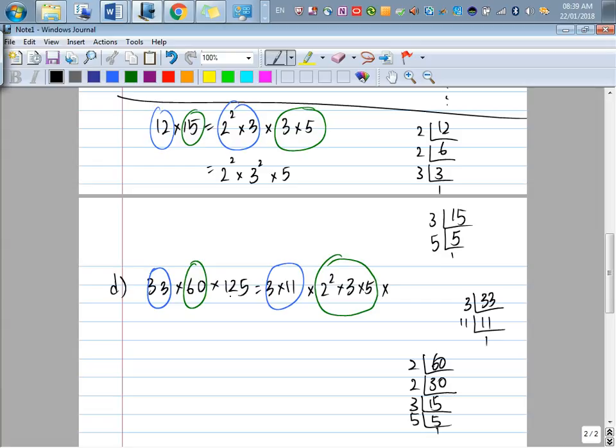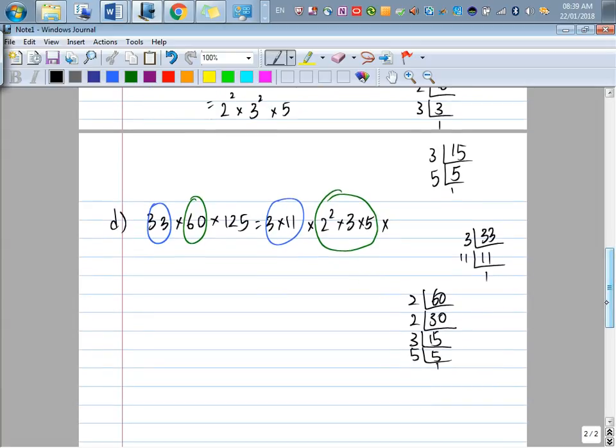And multiply by 125. 125 divided by 5, yes. I get 25, divided by 5 again, I get 5, divided by 5 again, and I get 1. So this is multiplied by 5 to the power of 3. Let me use purple color to show you that they are equivalent. So all the blues are equivalent, green are equivalent, purple are equivalent.